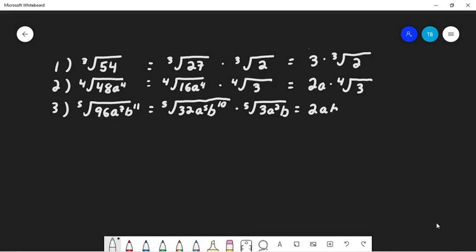So 2ab squared times, and then multiplied by the second expression, which we can't simplify. So the fifth root of 3a squared b. So our final answer here would be 2ab squared times the fifth root of 3a squared b.